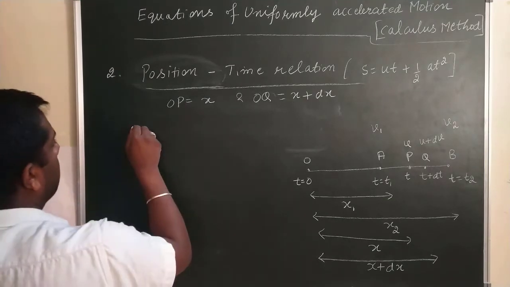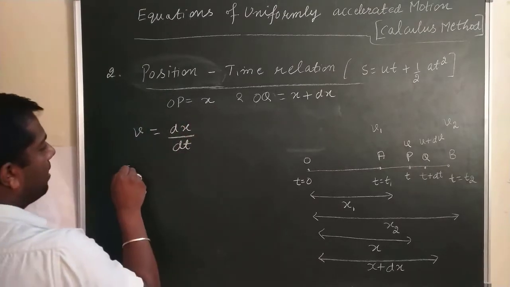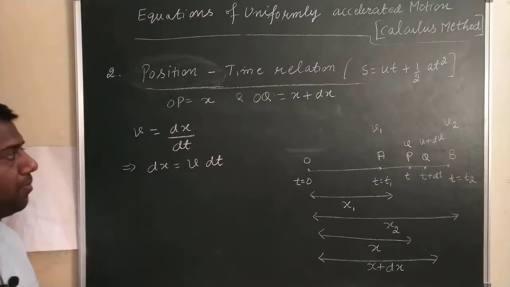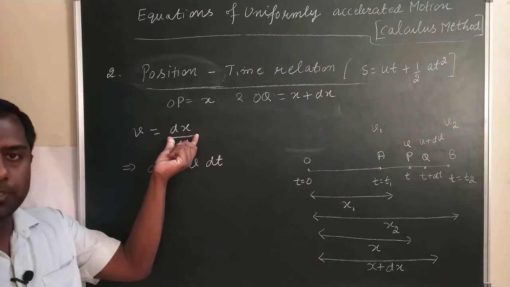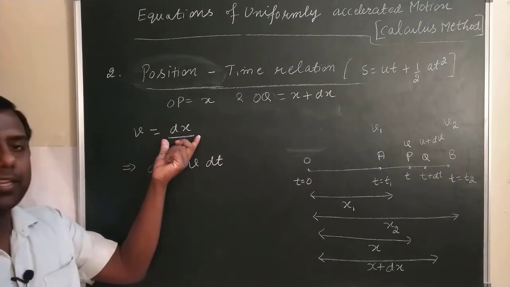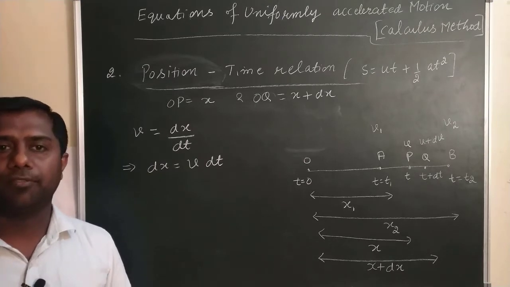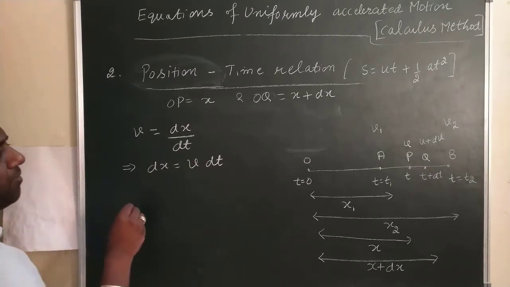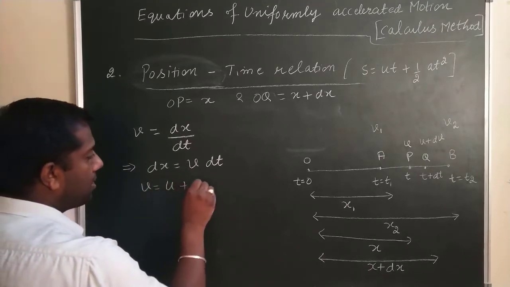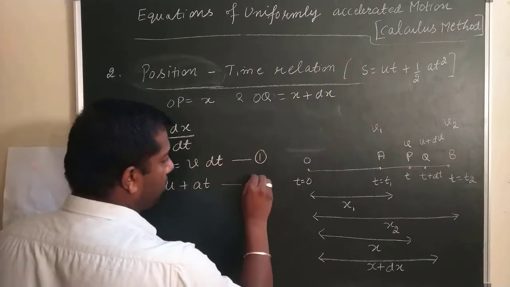So v is dx by dt, which means that dx is v dt. So what is the meaning of this? If we differentiate displacement we get the velocity, but if we integrate velocity then we will get the displacement, because we know that integration is just the reverse of derivative. Clear? Also in the previous equation we have studied v is u plus at. So we will write down, this is equation number 1 and this is equation number 2.